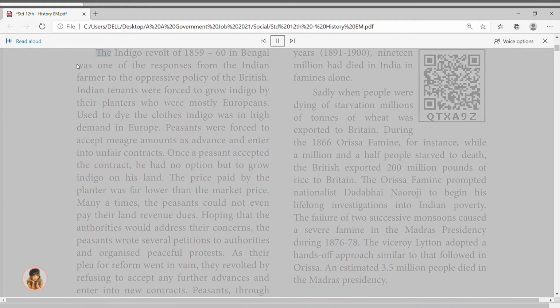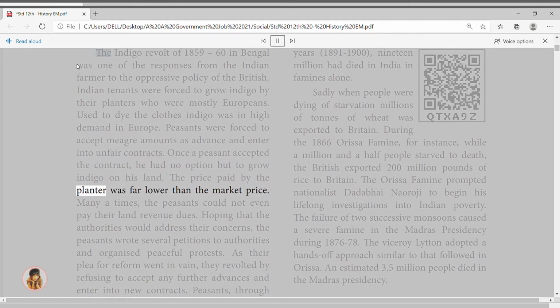The Indigo Revolt of 1859–60 in Bengal was one of the responses from the Indian farmer to the oppressive policy of the British. Indian tenants were forced to grow indigo by their planters who were mostly Europeans. Used to dye the clothes, indigo was in high demand in Europe. Peasants were forced to accept meager amounts as advance and enter into unfair contracts. Once a peasant accepted the contract, he had no option but to grow indigo on his land.